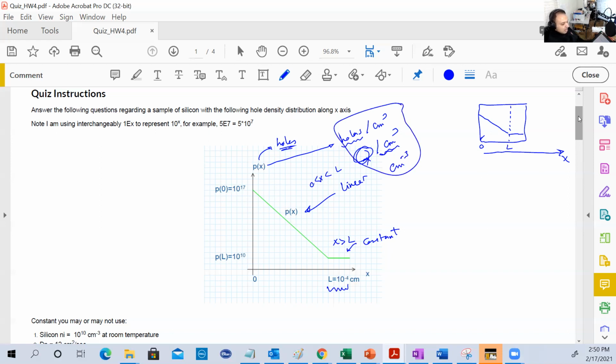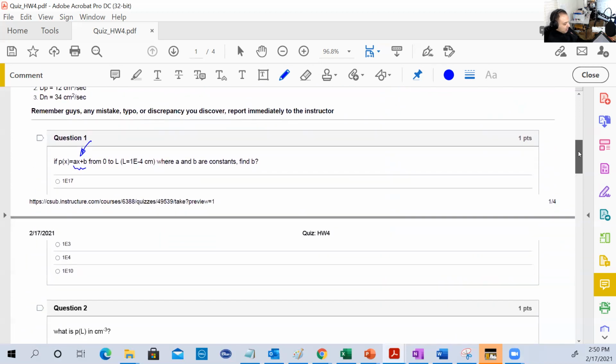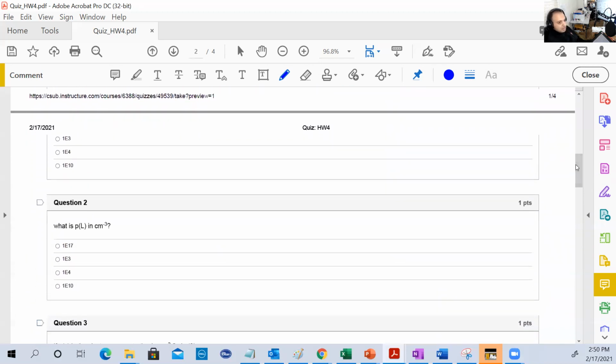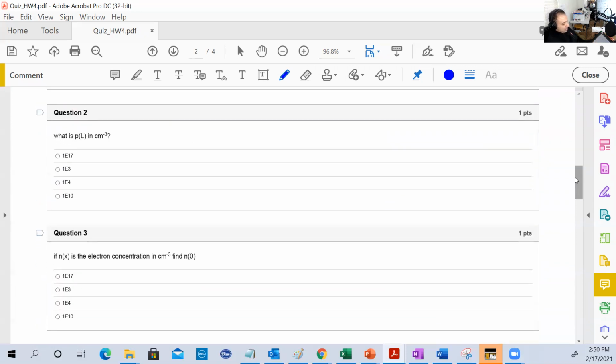Okay, good. As you see, everything is in multiple choice, so it will be easier for you. And here is why I'm saying this about units. When you find centimeter to the minus 3, I mean holes per centimeter cubed, this is just centimeter minus cubed, because some books do not write holes or electrons.